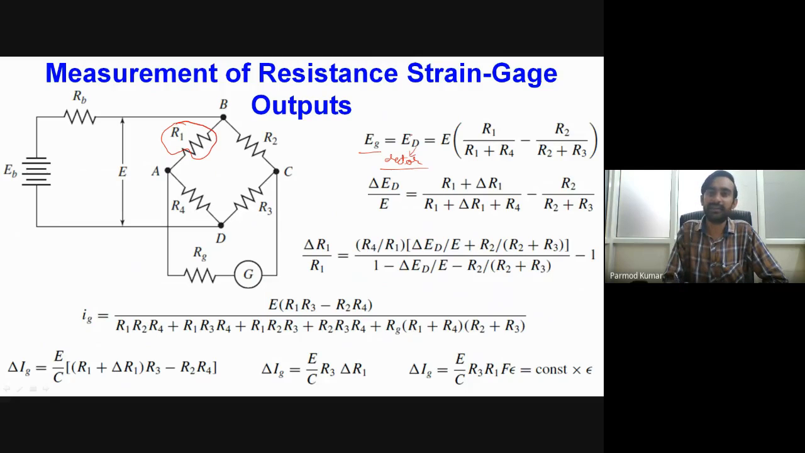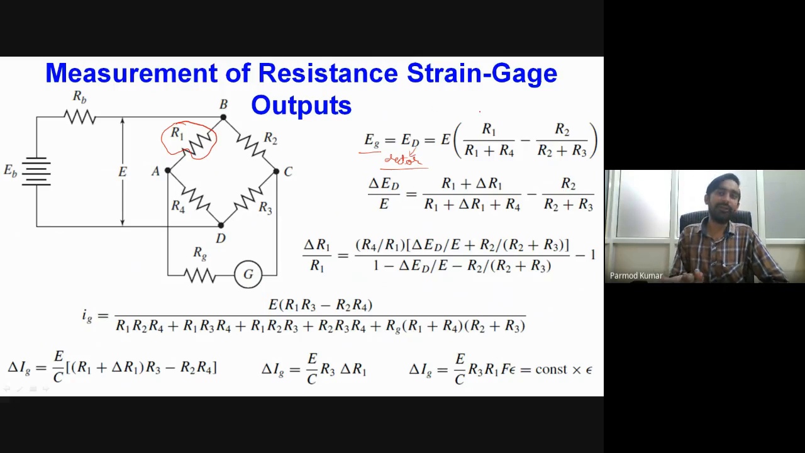So the detector voltage is ED equals E, where E is the effective voltage acting on the circuit, multiplied by R1 by R1 plus R4 minus R2 by R2 plus R3. I have told you this in the previous slide. Now what will happen? This is corresponding to some given value of R1.